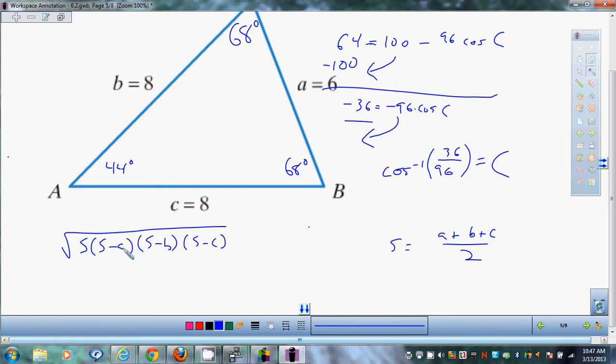It's the semi-perimeter. S is found by adding the three sides up and dividing by 2.